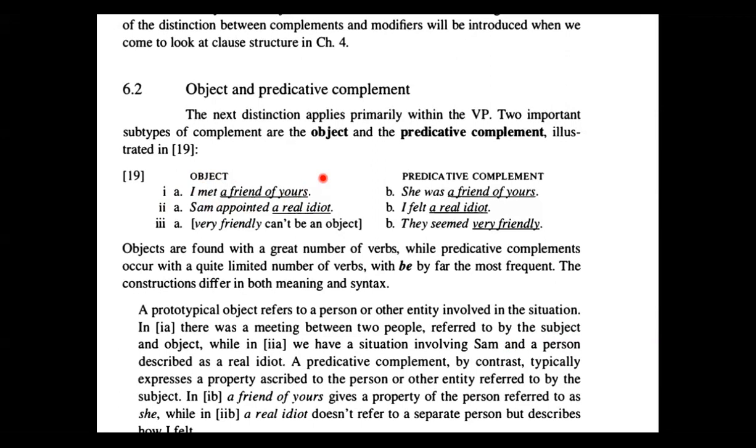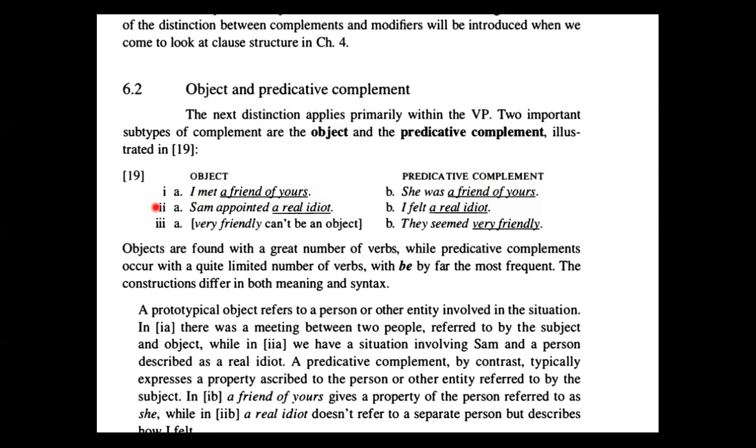Well, here, she was a friend of yours. Here we call it a predictive complement, and there we call it the object. Because in the first one, I'm sure that the one I met is a friend of yours, while in the second, she was a friend of yours, I'm kind of predicting.